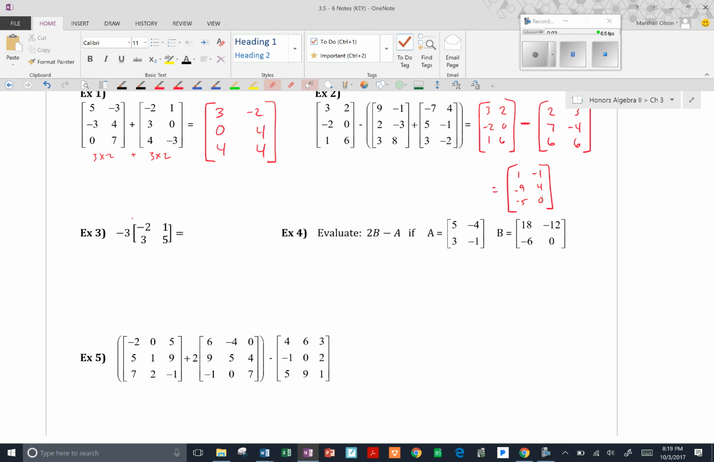All right, this here is called scalar multiplication. This is a scalar when you're multiplying a number to a matrix. We're going to distribute it like I think intrinsically a lot of us would.